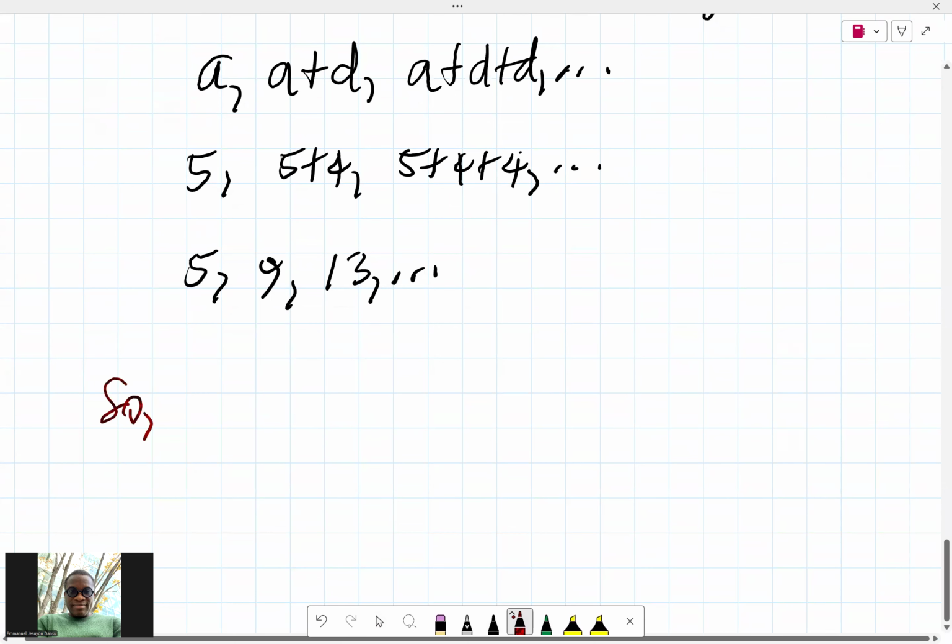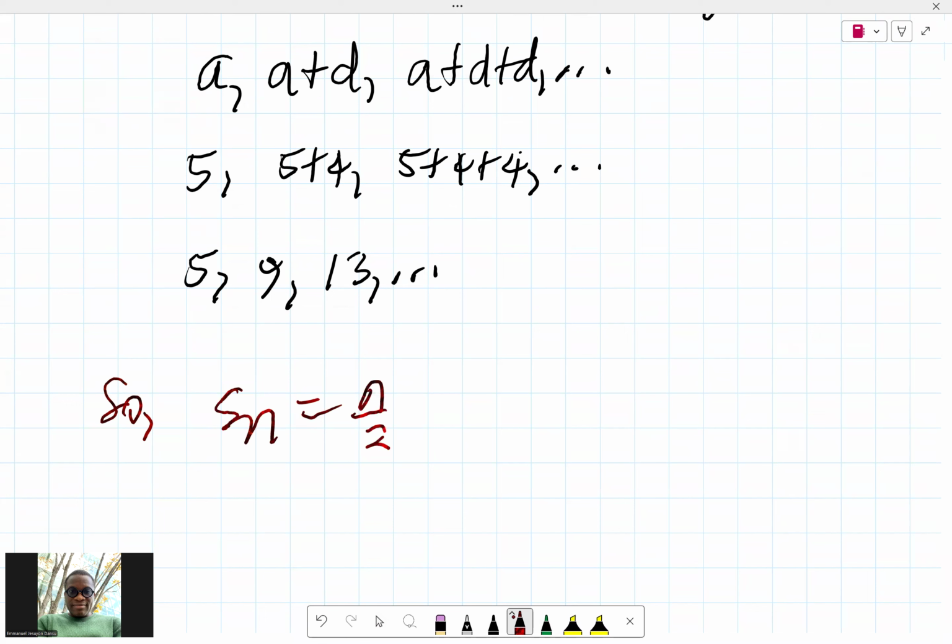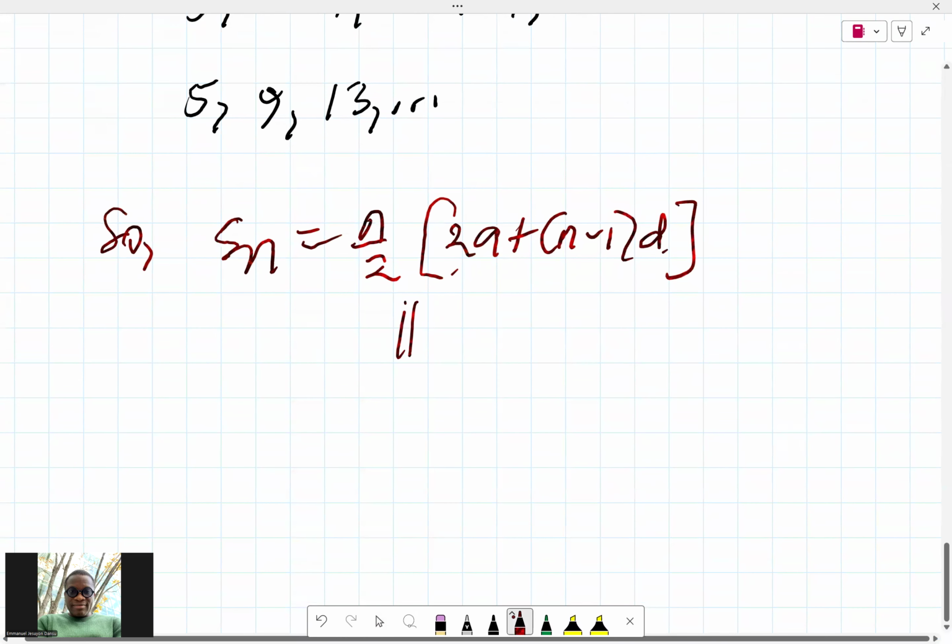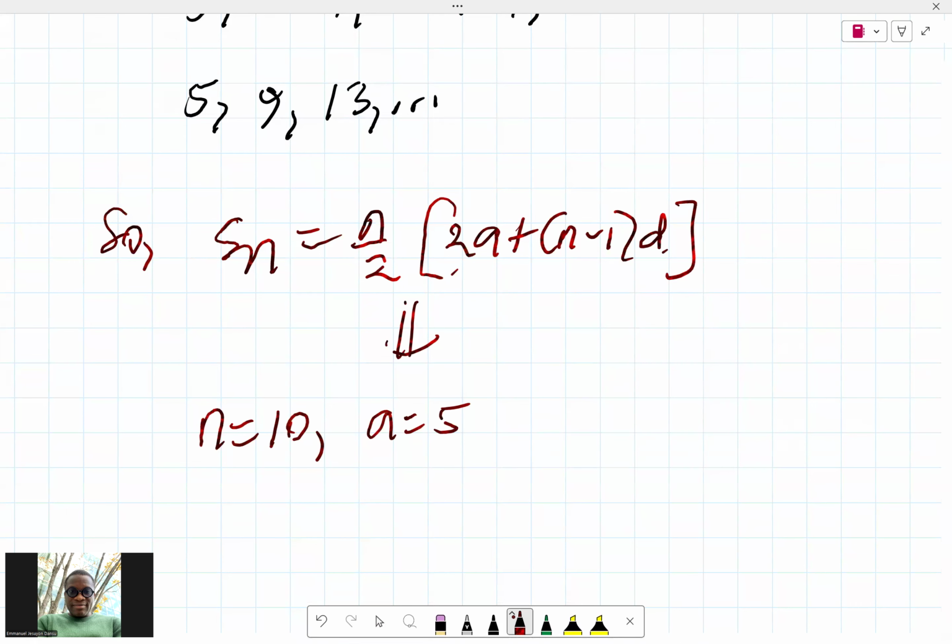So now S10 is equal to n over 2. Okay, so let's remind ourselves, right? So Sn, which is n over 2 into 2a plus n minus 1 d, simply implies that n is 10. We are looking for S10. So n is 10, A is 5, and D is 4. So we can just put all of that together.